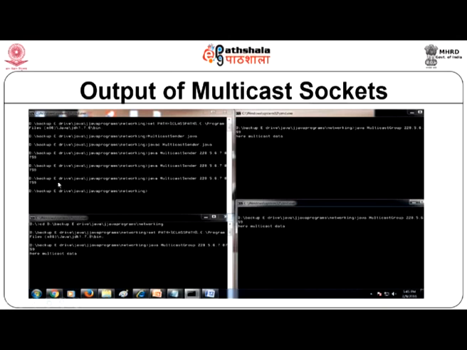228.5.6.7 and this is the port number, and this one is going to send data while the others have to receive the datagram. There are 3 people who are waiting in the group. The multicast group members are the ones who want to receive, so they should wait in order to receive. First you have to execute the multicast receivers, and these 3 would be waiting, and once the sender sends the datagram packet, all the 3 would receive it.